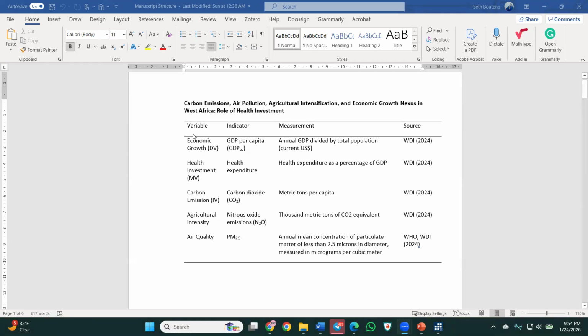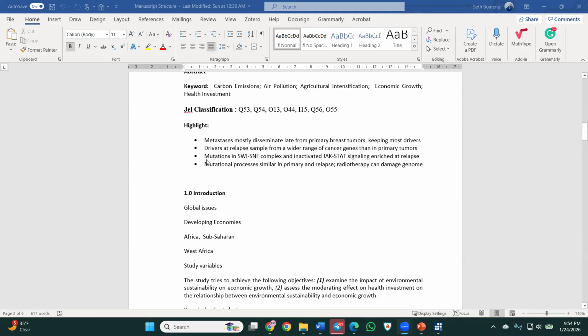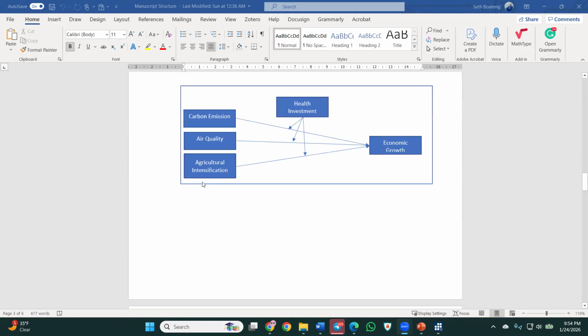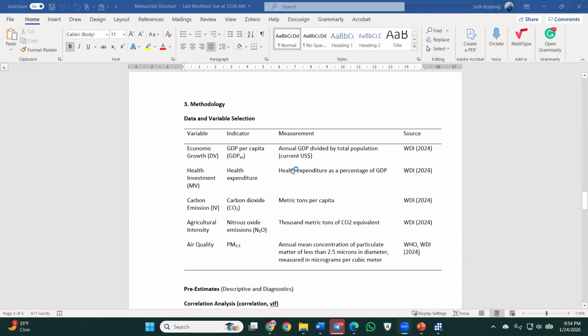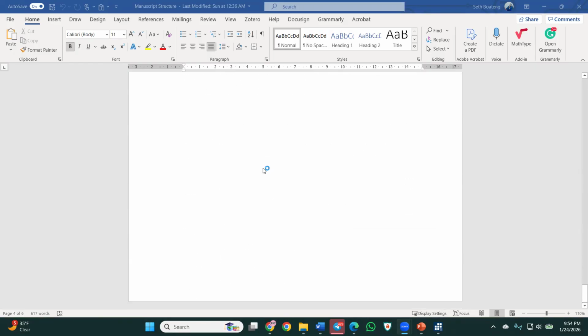Okay. So this is the study we are working with. We did the structure last week, during the last week session. We are done with carbon, air quality, agricultural intensification, impact on economic growth, and health investment as a moderator. So this is the structure we are working with.